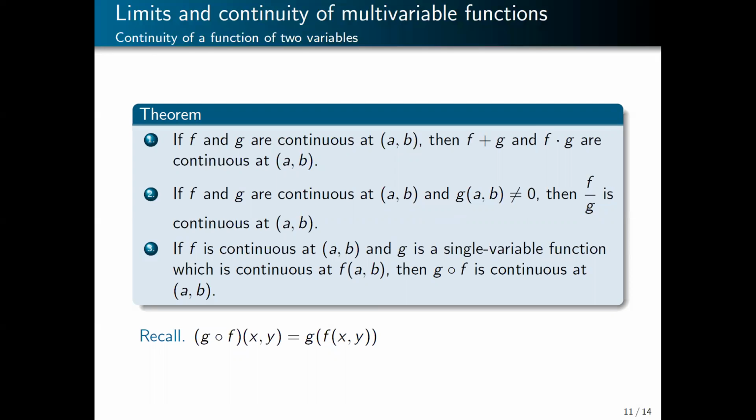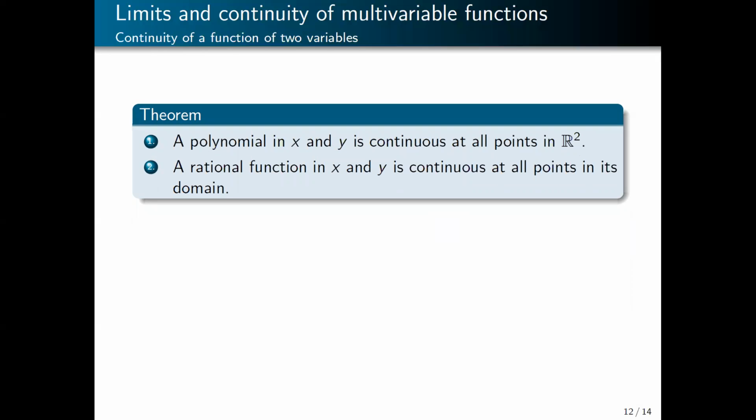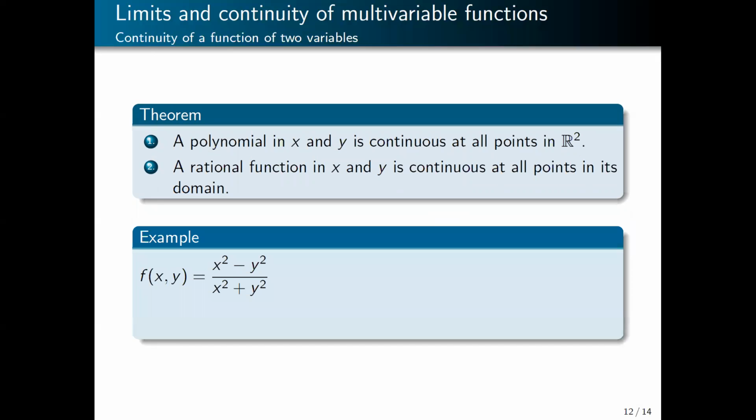Recall that g of f of (x,y) is obtained by replacing all instances of the variable in g with the expression for f(x,y). As a consequence of the previous theorem, we know that a polynomial in x and y is continuous at all points in R2, and a rational function in x and y is continuous at all points in its domain. For example, the function f given by f(x,y) equals (x squared minus y squared) over (x squared plus y squared) is a rational function. Thus, it is continuous at all points in its domain, which is the set of all points in R2 excluding the origin.